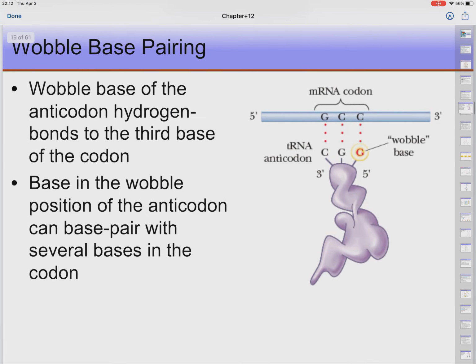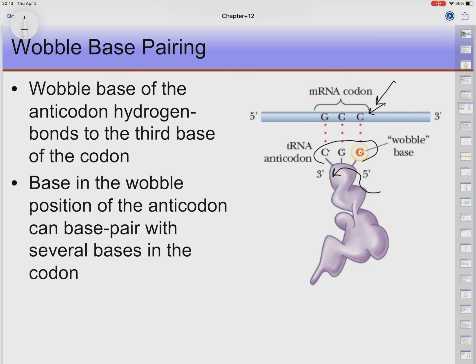So I'm going to show you a couple of things here. First, just what that bonding looks like. So here's the codon on the mRNA. Here's the anticodon on the tRNA. The wobble base is that third position here. But remember, we read DNA from 5' to 3'. So if we were reading the tRNA's anticodon, we would read it as GGC.